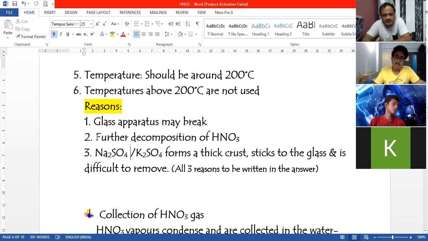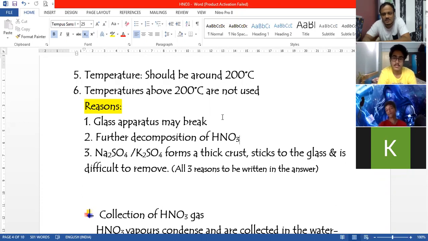The second point differs, that is further decomposition of nitric acid takes place in this. This is one specific reason which you will see for nitric acid. Nitric acid will undergo decomposition to give you 3 products, that is nitrogen dioxide, oxygen, and water. So to prevent that from happening, we do not heat it above 200 degrees Celsius.